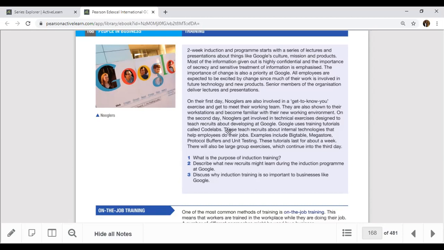On the second day, Nooglers get involved in technical exercises designed to teach recruits about developing at Google.